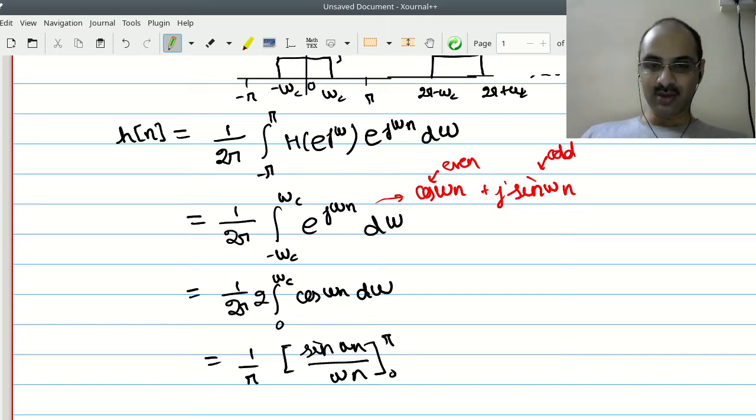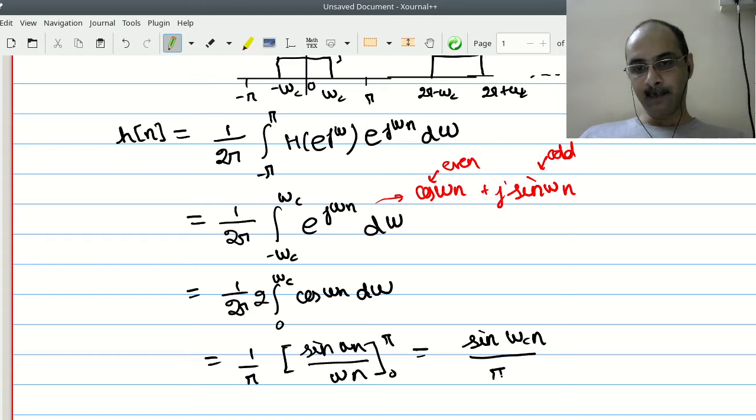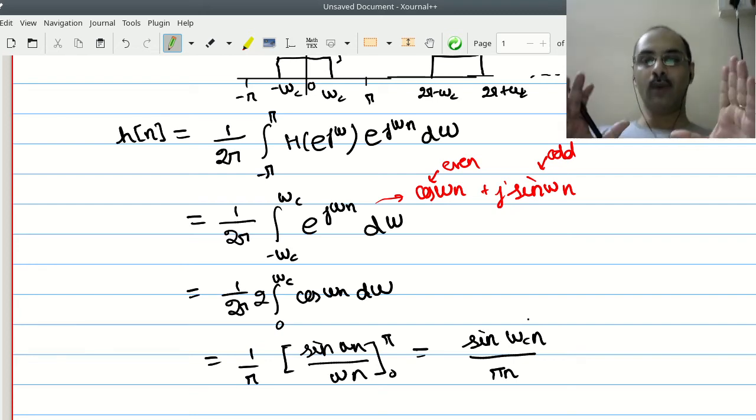Now the problem is, you get a 0 by 0 situation over here. That can be avoided if you kept the minus omega c over here. Otherwise we will just take the limit, and you will find that this is sin omega c n by pi n. This is something which is very useful to remember, and it appears again and again in DSP. So for the ideal low pass filter with cutoff at omega c, remember that sin omega c n by pi n is the impulse response.